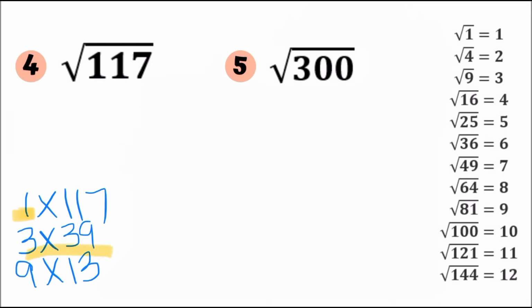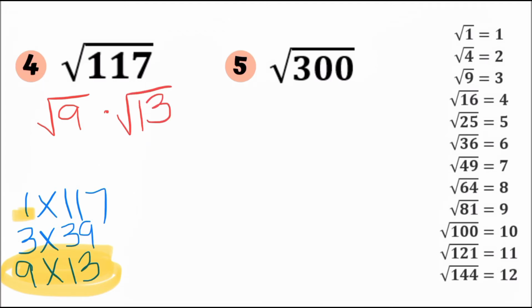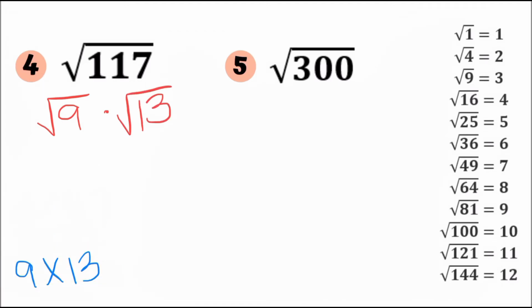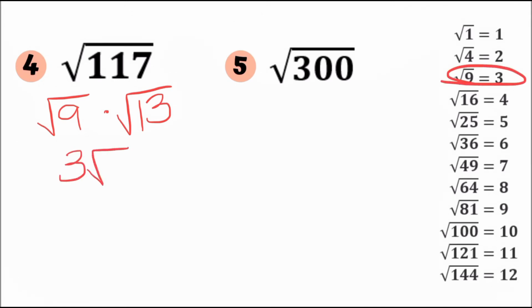So I'm going to use 9 and 13, and I'm going to rewrite the square root of 117 as the square root of 9 times the square root of 13. Well, what is the square root of 9? 3. So that means this is 3 square root of 13. And that is my answer.